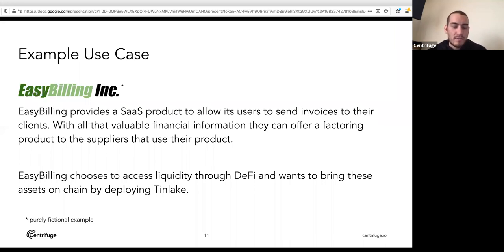And so we assume that Easy Billing wants to access liquidity through DeFi, and they want to bring these assets on chain by deploying Tinlake. So I'll use this character Easy Billing from now on as an example, and I'll walk through the process.